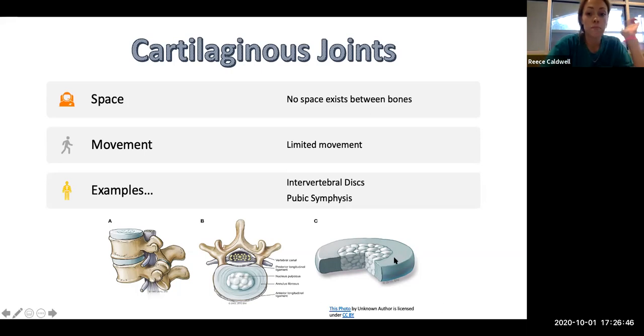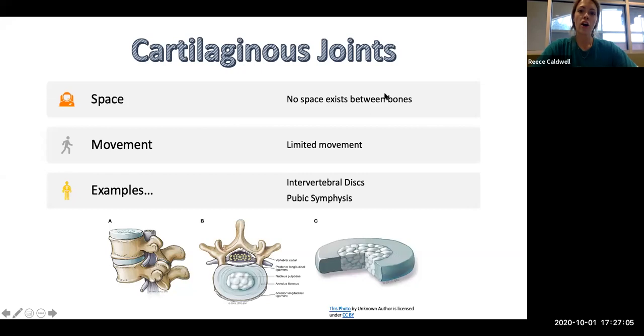And then also the pubic symphysis. If you remember when we looked at the hips, the pubic symphysis is another piece of cartilage that actually rips during childbirth. Woo-hoo.